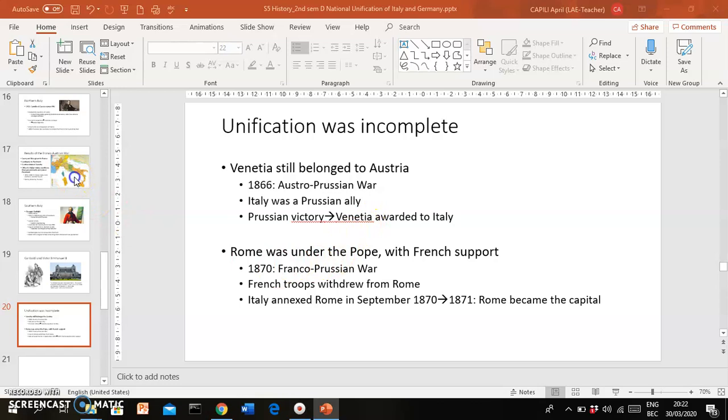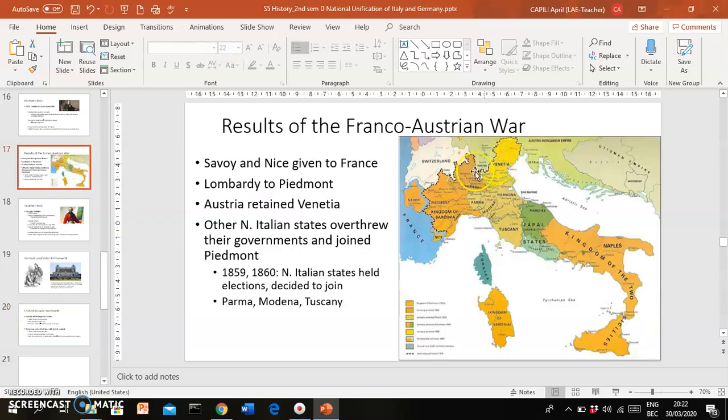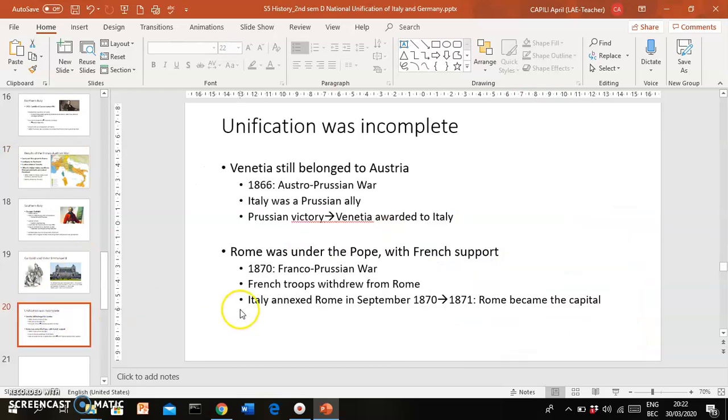Now, if you go back to the map, if all of this now belongs to Italy, all of that as well, and this island, you still had the Papal States. Now, the Papal States and Rome in particular were under the power of the Pope, the head of the Catholic Church, and the Pope was supported by the French.